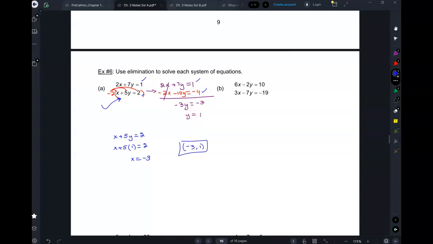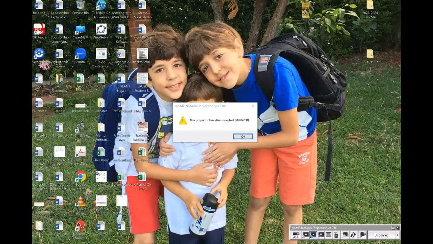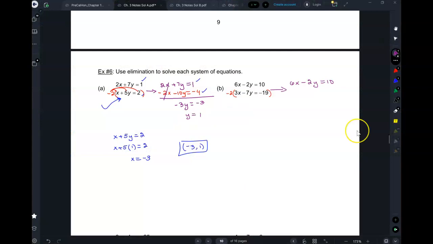Okay, here, I want to make this 3 into a negative 6. So multiply everything by negative 2. First equation remains unchanged. Second equation, oops, sorry. Second equation, negative 6x, positive 14y, positive 38, 12y equals 48, y equals 4.